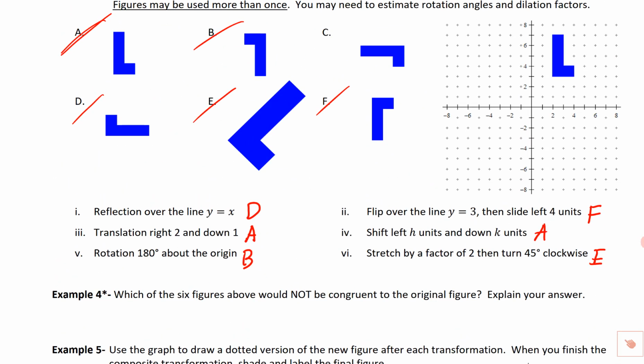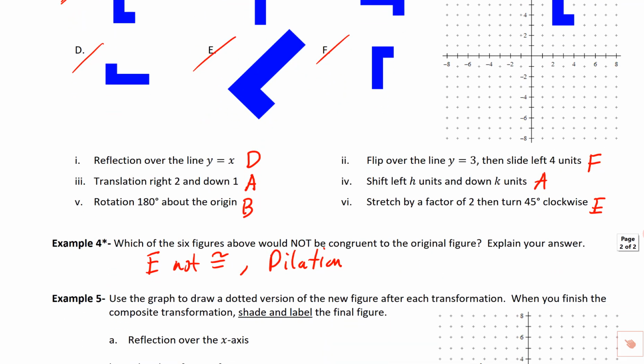It says which of the figures above would not be congruent to the original figure, and explain your answer. Well, notice that here's our original figure, and these 5 right here, they are still the same size and shape. It's just the orientation or the way it's been flipped or something like that that's been changed. E is the only one that would not be the same. E is not congruent. And why not? Simple reason. It was a dilation. It had a dilation in that composite transformation, so that means it's not going to be congruent. It was made a little bigger, a little smaller. In this case, a little bigger.